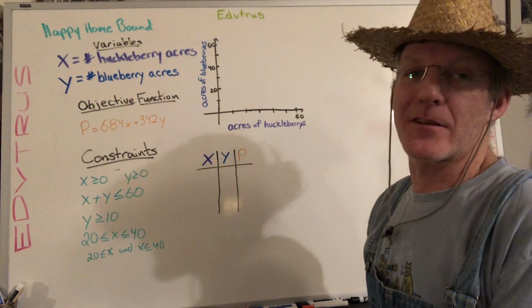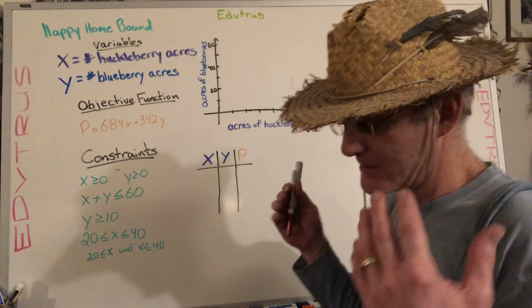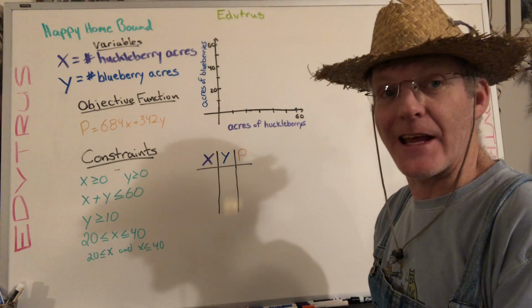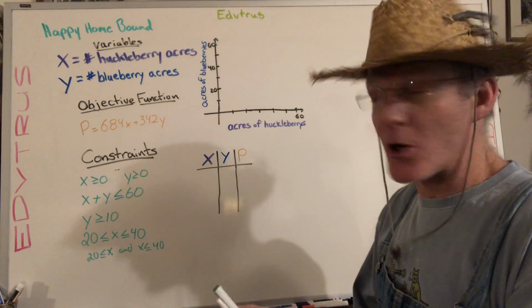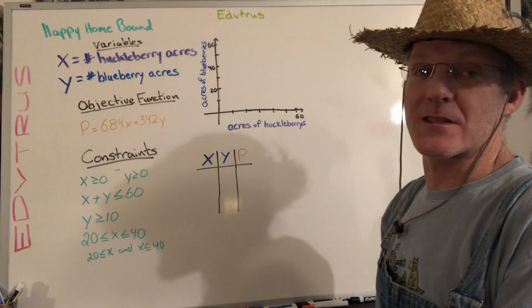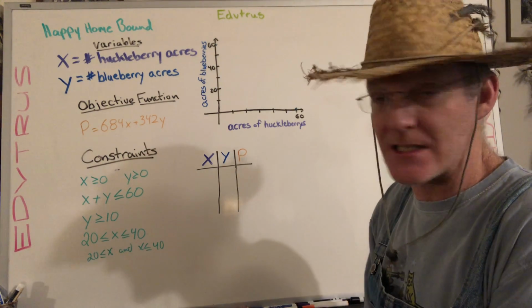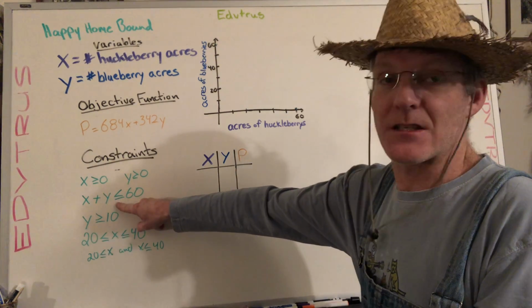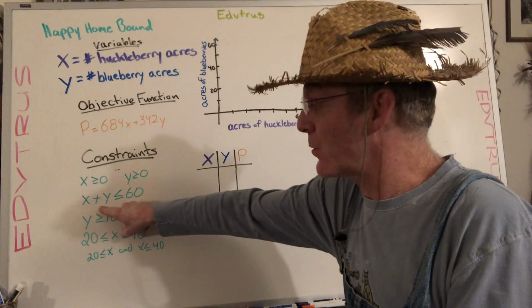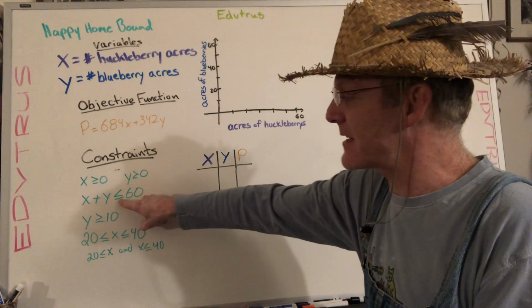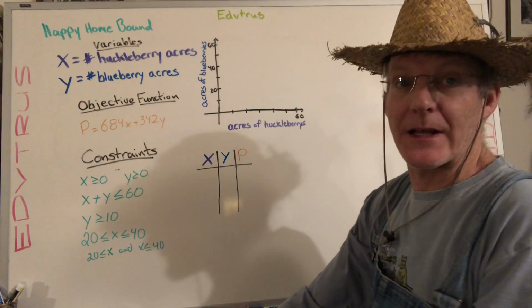Now, I've got a couple other constraints other than I've got to just grow more than nothing. My farm is only 60 acres in total. So my total amount of huckleberries and blueberries that I grow can't exceed 60 acres. I can get to 60, but I can't exceed it. So that's where I get this constraint: X plus Y, the number of acres of X plus the number of acres of Y, has to be less than or equal to 60 total acres.